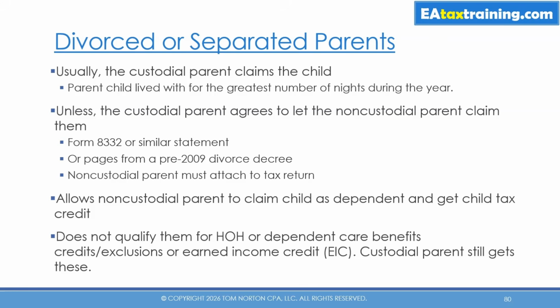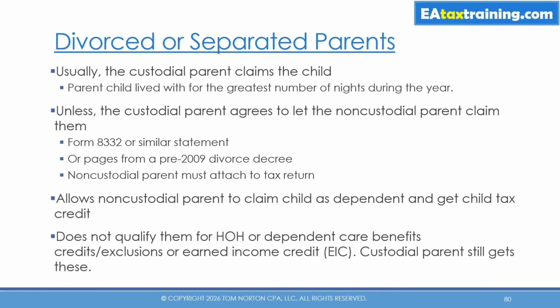Or it might say, let's say there's two kids, mom gets one kid and dad gets the other kid. Or it might say mom gets both kids 1 year, dad gets both kids the next year, and that you rotate. So they can have some sort of agreement. And again, the IRS will honor that agreement.